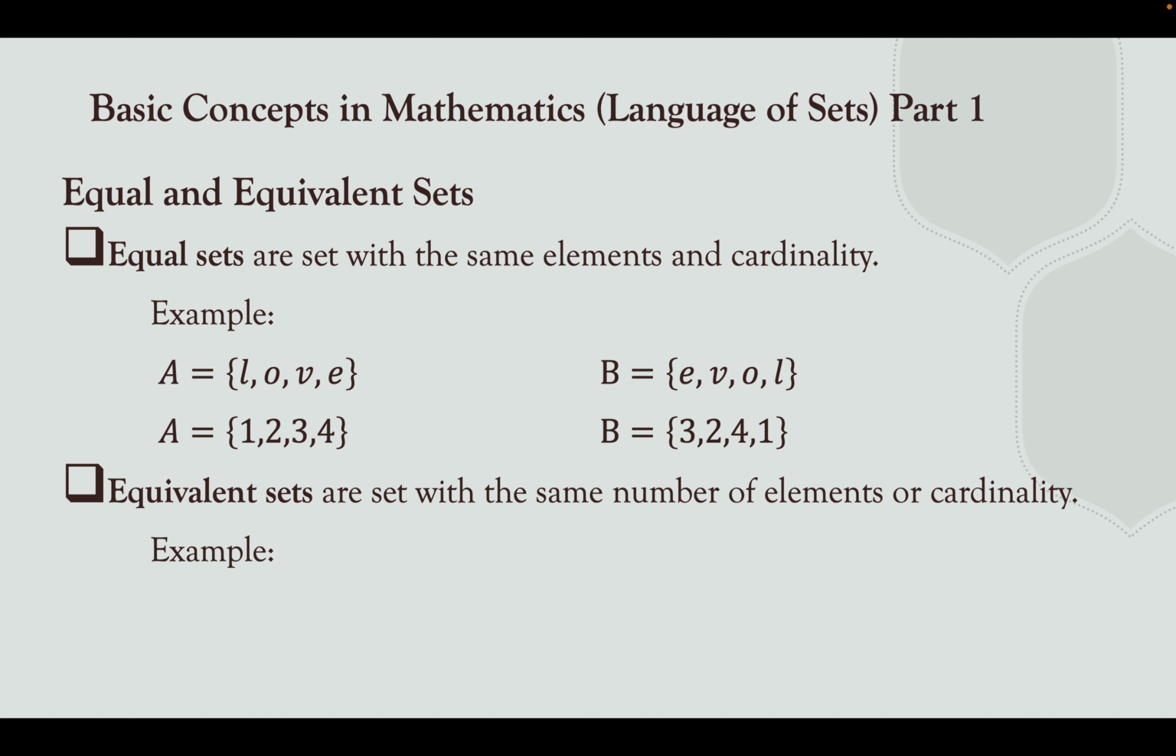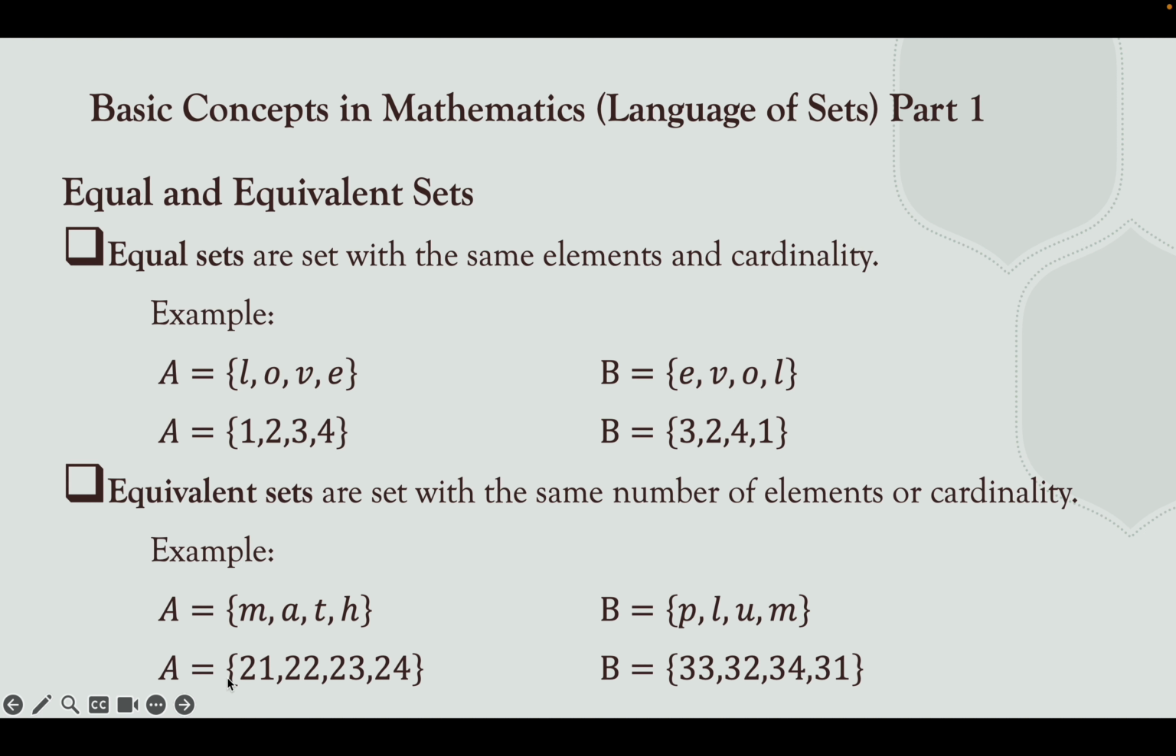So we have an example here. Set A, we have MATH for the elements, and set B we have PLUM. So they have different elements, right? They're different. But then they have the same number of elements, which is 4, or the same cardinality. So that is an example of equivalent sets.